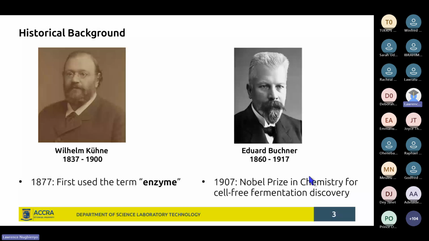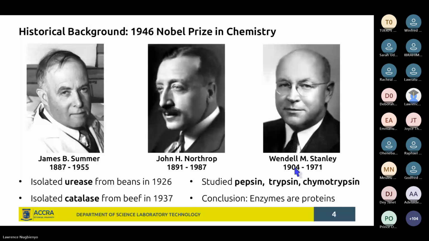Right. Now, later in the US, we had James Sumner, John Northrop, Wendell Stanley. These three scientists got the Nobel Prize in chemistry in 1946 for their conclusive work that found out that enzymes were proteins.